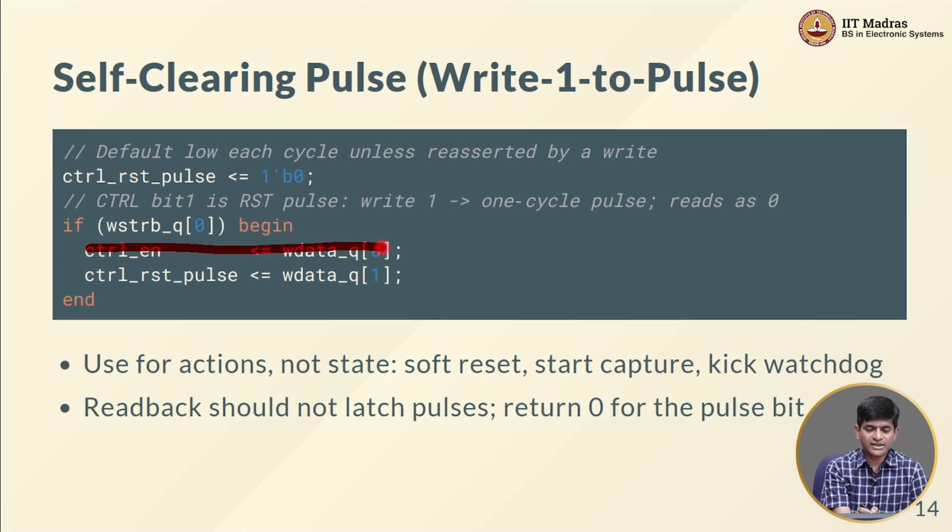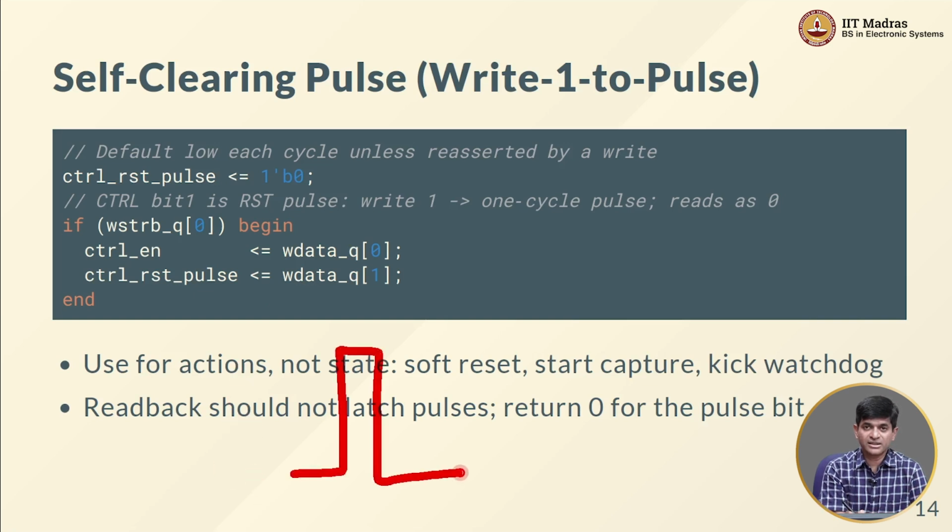Control enable on the other hand will remain as 1, because I do not have a default condition of control enable equal to 0. Control enable will be assigned a value out here, it will get the value whatever is in W data queue of 0. It will retain that value until I write 0 into W data queue of 0. Okay. And effectively a write 1 to pulse will make that pulse, the reset signal, just go high for one clock cycle.